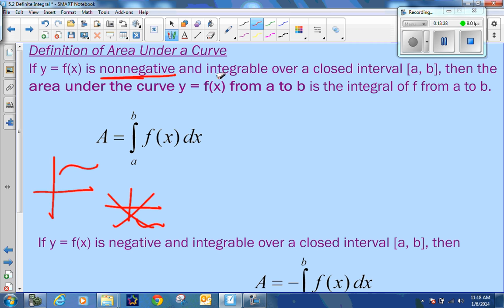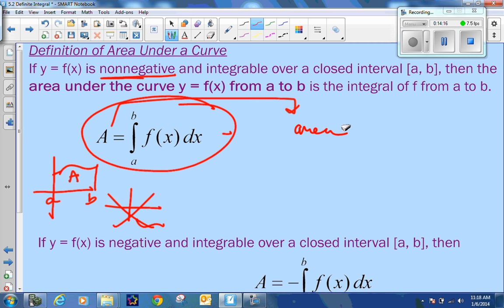And it's integrable. Now, you don't really know what that means, but it means you can find the area right now. So if the area is non-negative, let's say it's that, and here's a, here's b. A is the area under there, and A is the value of the definite integral. So A is the area.